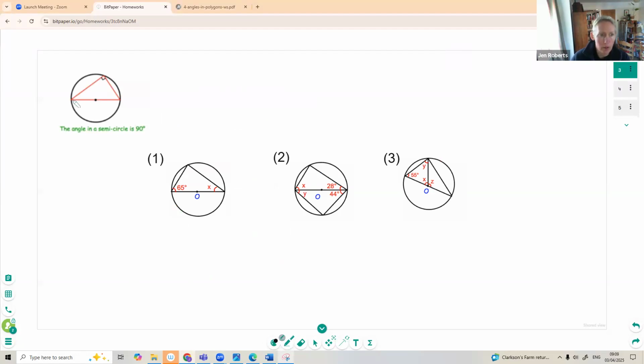Here, we're looking for a diameter within a triangle within your circle. And if you see that triangle with the diameter, the corner is always 90 degrees. So if you see in this first question here, we have a diameter. So this has to be 90 degrees. What's our missing angle? 180, take away 90, take away 65, which is 25 degrees.